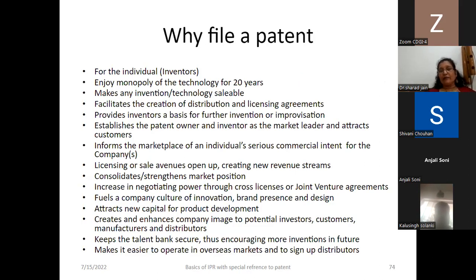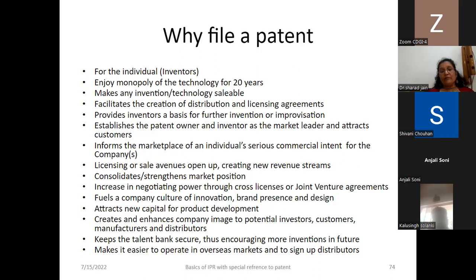So why file a patent? This I have already discussed. It is useful for the inventors. They can enjoy the monopoly for 20 years, make any invention or technology sellable, and facilitate the creation of distribution and licensing agreements. It provides the inventor a basis for further invention or improvisation.